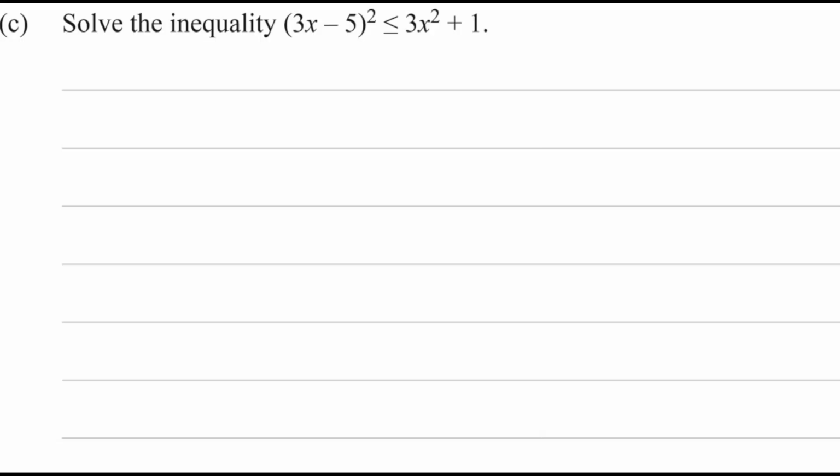So let's guess 1, just keeping it simple. If x was 1, what does this left-hand side become? That's (3 times 1 − 5) squared, which is 3 − 5, so that's −2. −2 squared is positive 4. And we want to see, is this actually less than or equal to the right-hand side when x is 1? That would be 3 times 1 squared plus 1, which is 4. So hey, that was a pretty good guess. When x is equal to 1, this inequality is true.